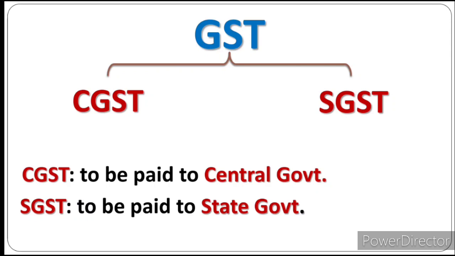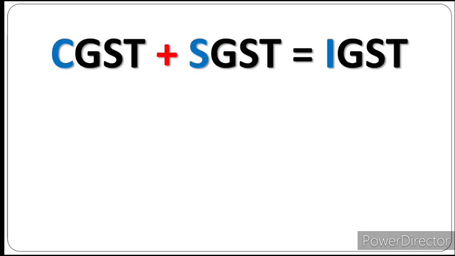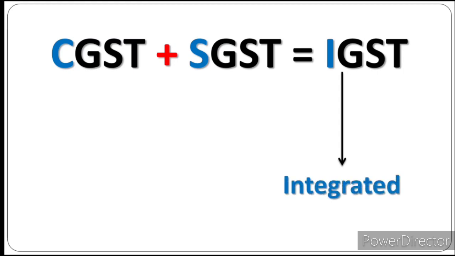Suppose trading is going interstate, meaning between two different states. In this condition, GST is paid directly to the central government, known as IGST. Here I stands for integrated. Integrated means combined together. Your central GST and state GST are combined together and paid to the central government under the head IGST.